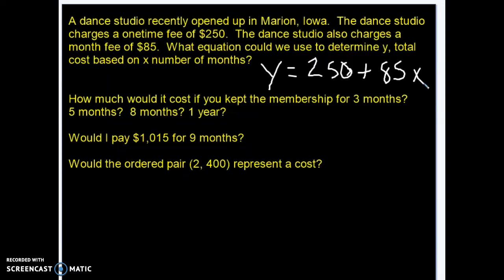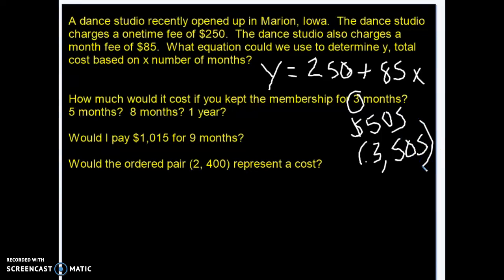So how much would the membership be if you had 3 months? You would do 85 times 3 plus 250. So at 3 months, you would pay $505. If I'm paying $505, then my ordered pair is number of months first and then total cost. So my ordered pair would be 3, 505.